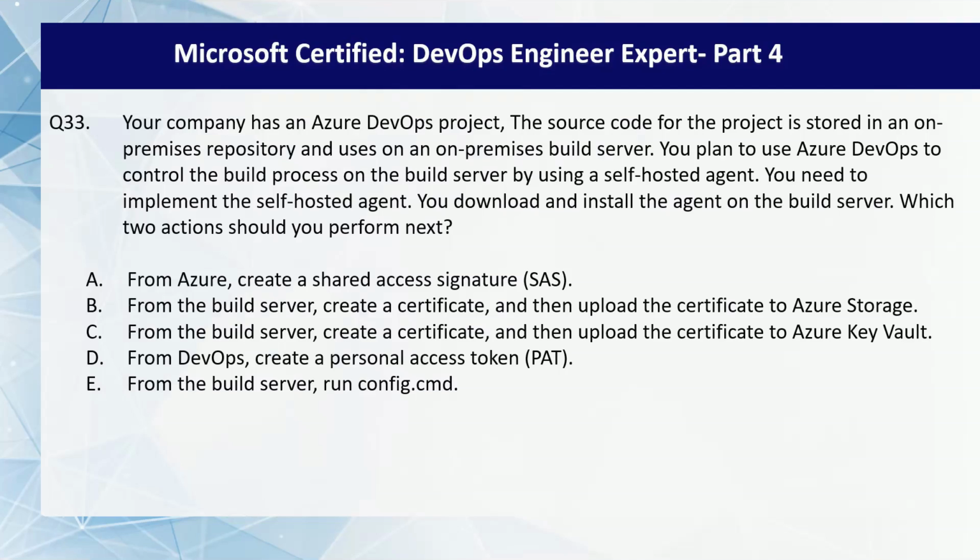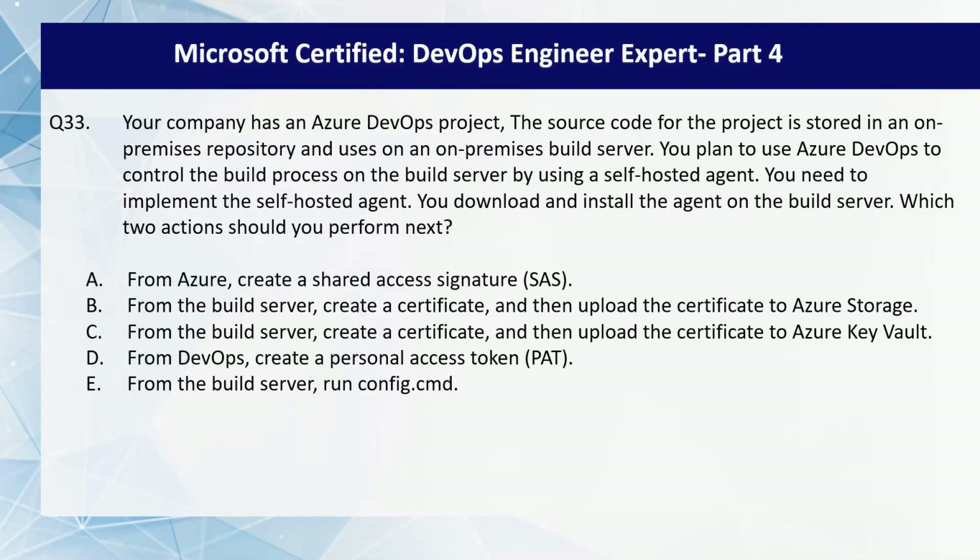Your options are: from Azure, create a shared access signature. From the build server, create a certificate and then upload the certificate to Azure Storage. From the build server, create a certificate and then upload the certificate to Azure Key Vault. From DevOps, create a personal access token. From the build server, run config.cmd.